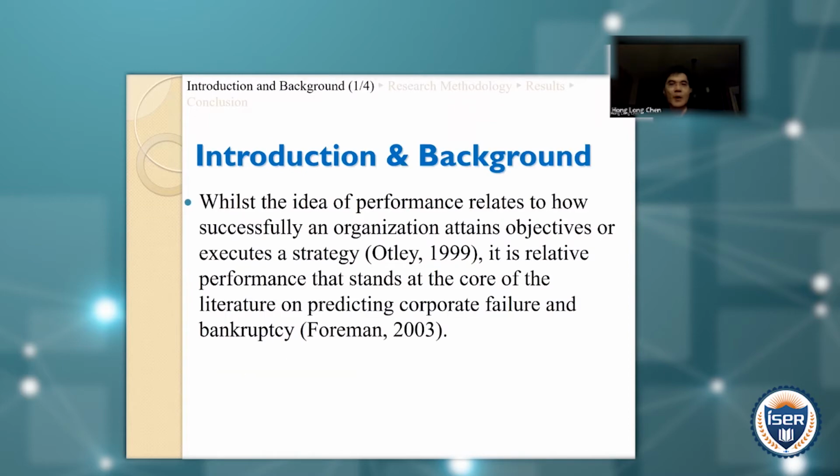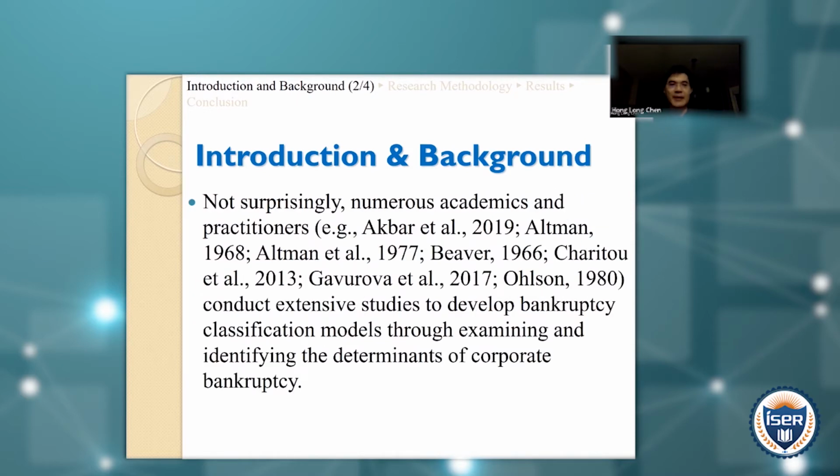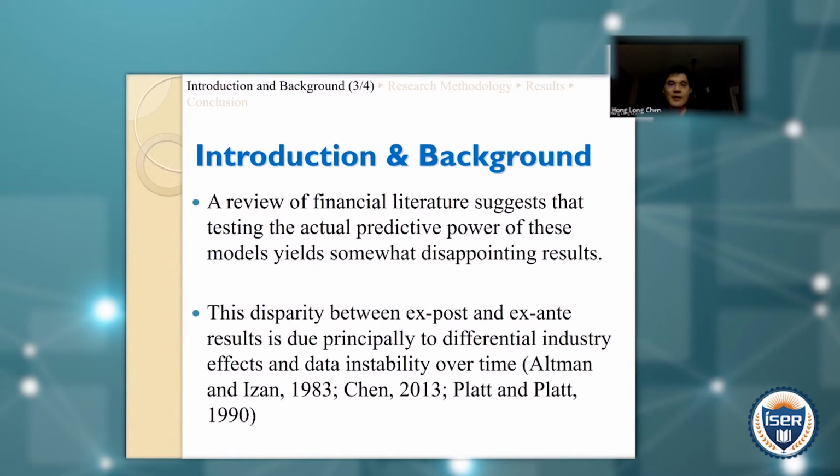Introduction and background. Whilst the idea of performance relates to how successful an organization attains objectives or executes a strategy, it is relative performance that stands at the core of the literature on predicting corporate financial failure and bankruptcy. Not surprisingly, numerous academics and practitioners conduct extensive studies to develop bankruptcy classification models through examination and identification of determinants of corporate bankruptcy. A review of financial literature suggests that testing the actual predictive power of these models yields somewhat disappointing results.